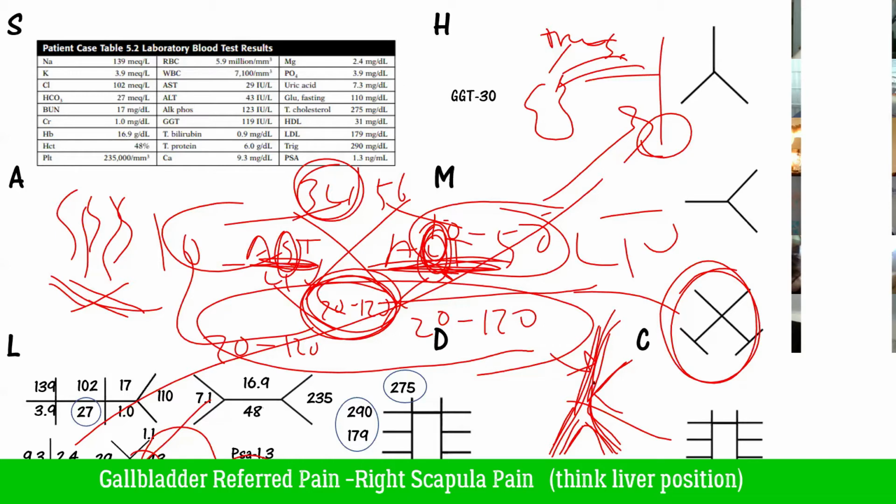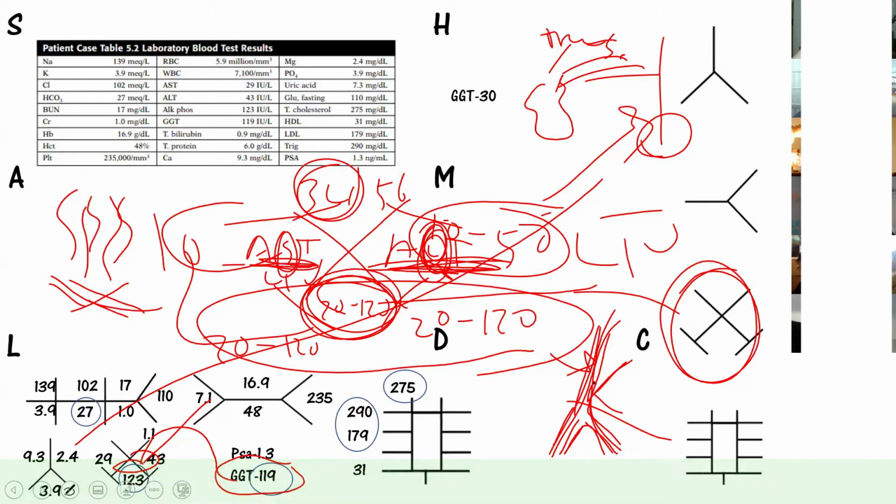Because of the position, your liver is here and your gallbladder is behind it. So when it becomes inflamed, it hits the back of your scapula, and that's the first characteristic sign of it. That's different than pancreatitis. Pancreatitis is on your left shoulder, right? All right, so that's characteristic.